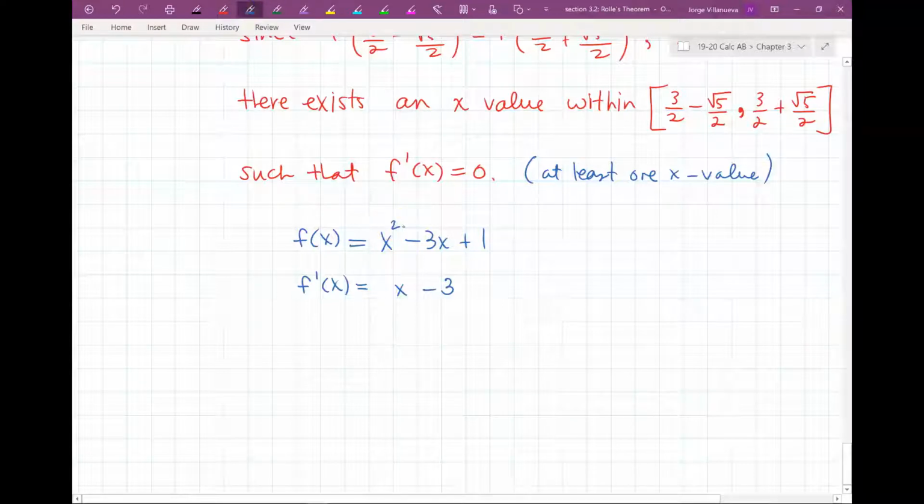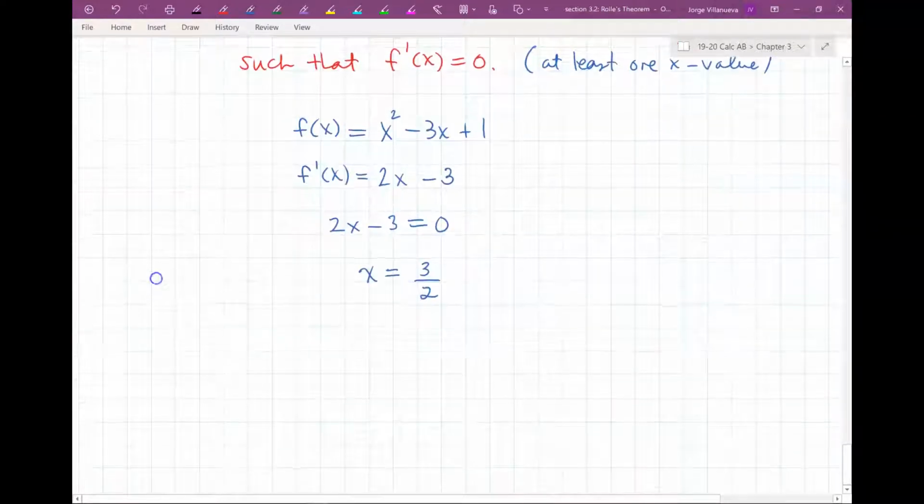So the derivative of x squared would be 2x, right? So 2x minus 3. And then I'm supposed to set it equal to 0. So 2x minus 3 equals 0. That means x is equal to 3/2. So there is that x. There's only one of them. If there were more than one, then we would have solved for more than one. But there's only one of them. Now, if I want to prove to you that this is actually a max or a min, I can do that.